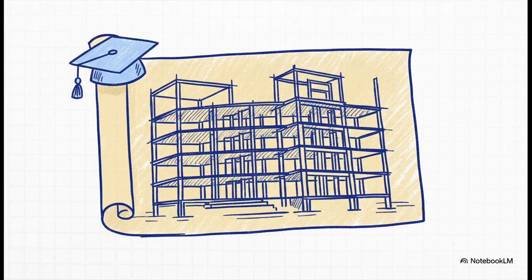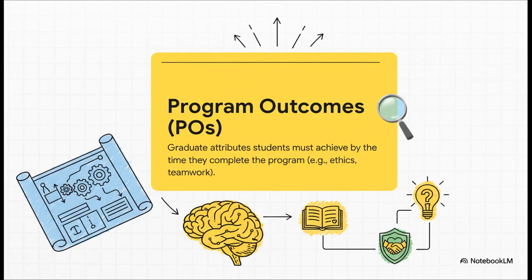Okay, so if that's the skyscraper we're trying to build, what does the architect's blueprint need to look like on graduation day? What skills and abilities do you have to have the moment you walk off that stage with your degree? Well, this blueprint is built on something called program outcomes, or POs. These are the skills that every single engineer needs, I don't care what their specialty is. These are the non-negotiables: being able to analyze complex problems, understanding ethics, working in a team, the universal toolkit.